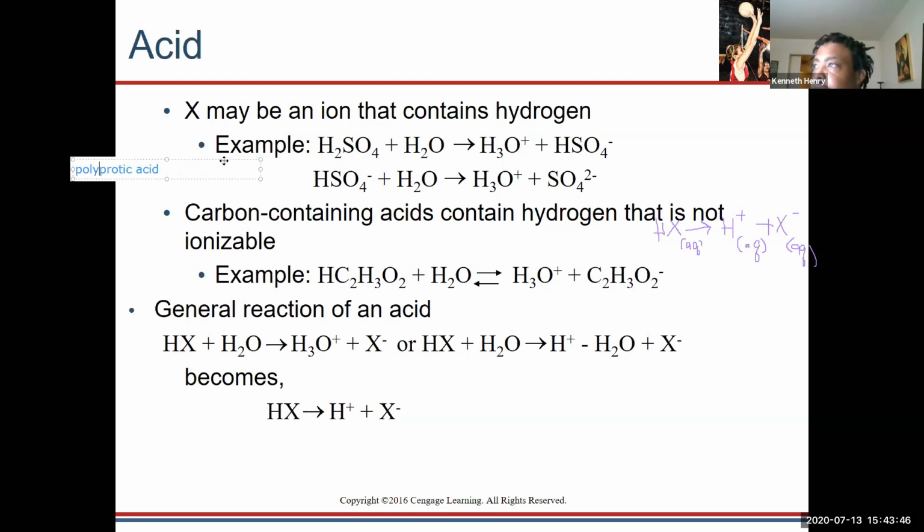So the very first one, this guy's going to happen fast. As soon as it hits solution, this guy's going to be fast. This guy's going to be slower. And so you're going to get it to a point where you're going to have an equilibrium going on, but eventually it's just going to push over to the total separation. Okay? Where this guy is going to stay in equilibrium. Meaning that you're going to have both of them.